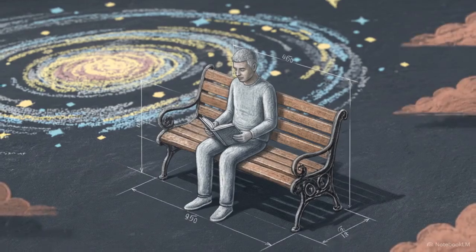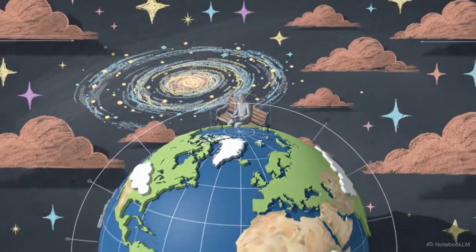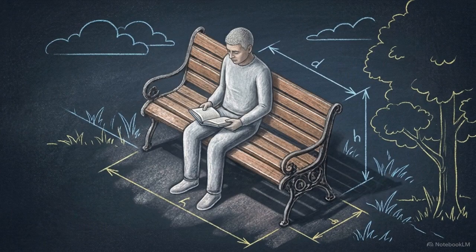Imagine a person sitting quietly on a park bench. They look completely still, right? But are they really at rest? To the bench beneath them, they are stationary.